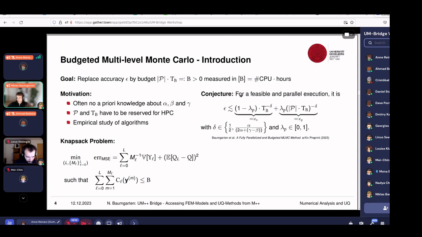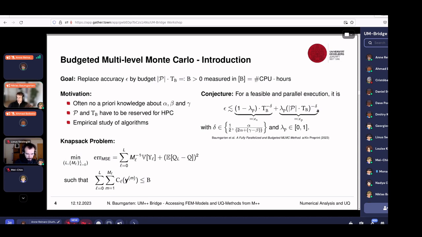And then we have this conjecture here, which is that for a feasible and parallel execution of any algorithm which is trying to solve this knapsack problem, the error is basically bounded by this guy here. So we have a splitting between an error which can only be minimized with further computational time, and one error which can also be minimized by additional processing units. I'm not going to get into the details here, but this is basically the inverted epsilon cost theorem from the previous slide combined with some parallelization laws.